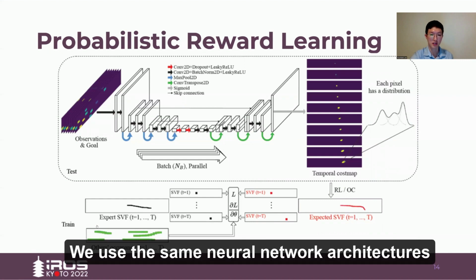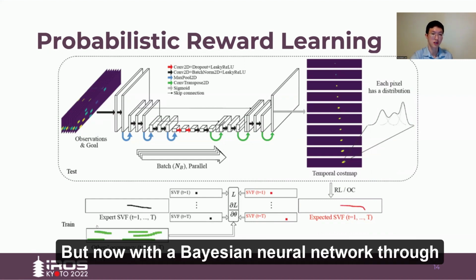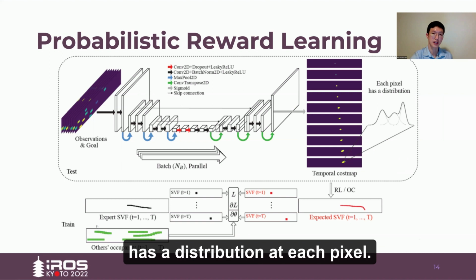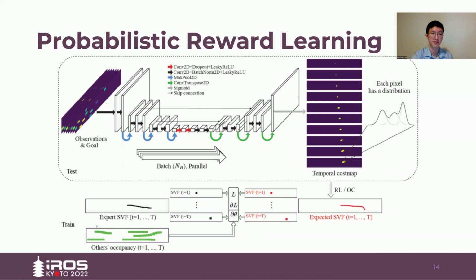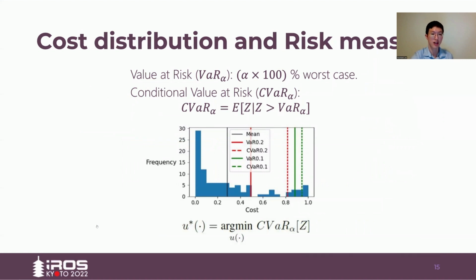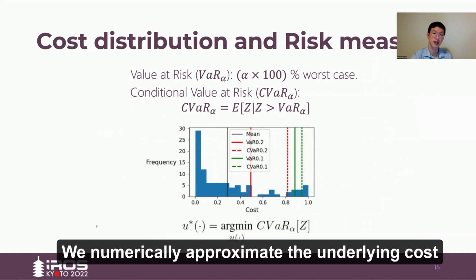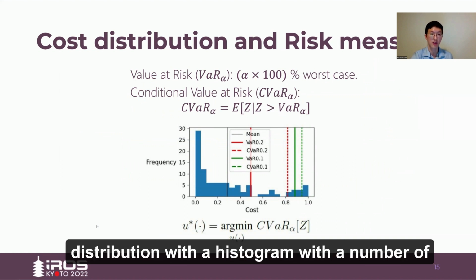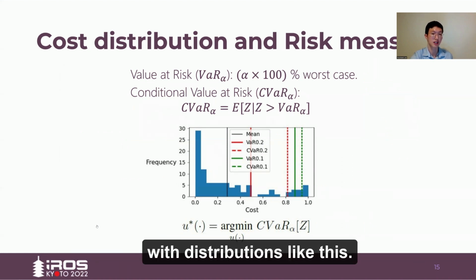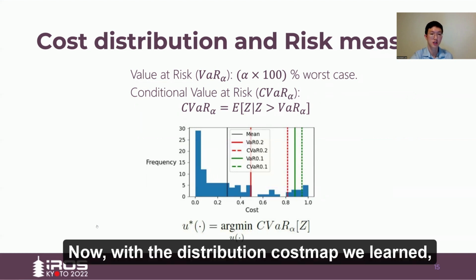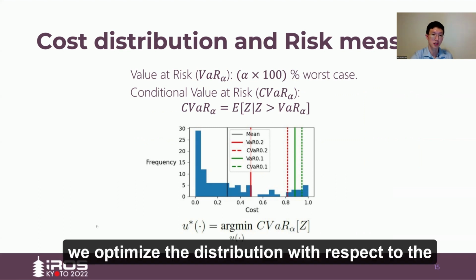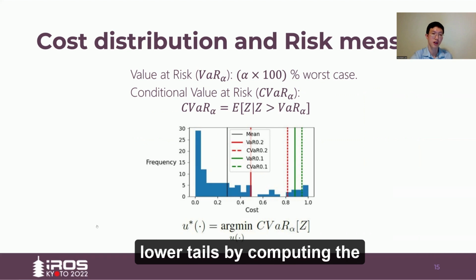We use the same neural network architectures as our previous work, but now with a Bayesian neural network through the Monte Carlo dropout technique. The predicted temporal cost map has a distribution at each pixel. The risk measure we use in our work is the conditional value at risk, CVaR, and we numerically approximate the underlying cost distribution with a histogram with a number of samples in our distributional cost map. And our cost map is composed of pixels with distributions like this. Now with the distributional cost map we learn, in our risk-sensitive MPC problem, we optimize the distribution with respect to the lower tails by computing the conditional value at risk.